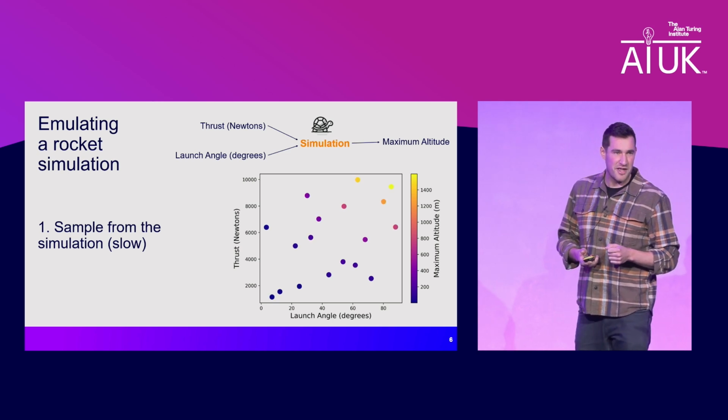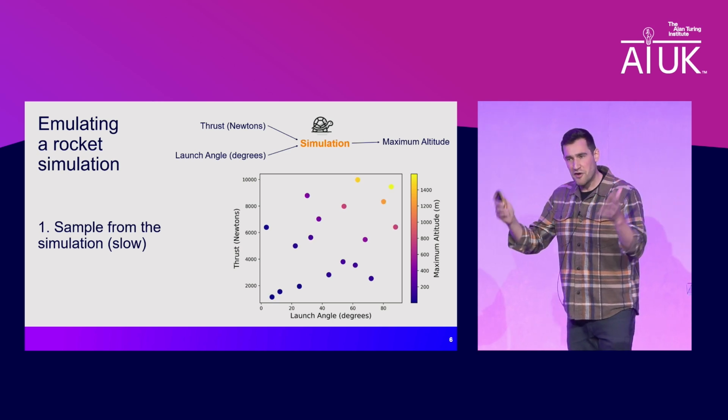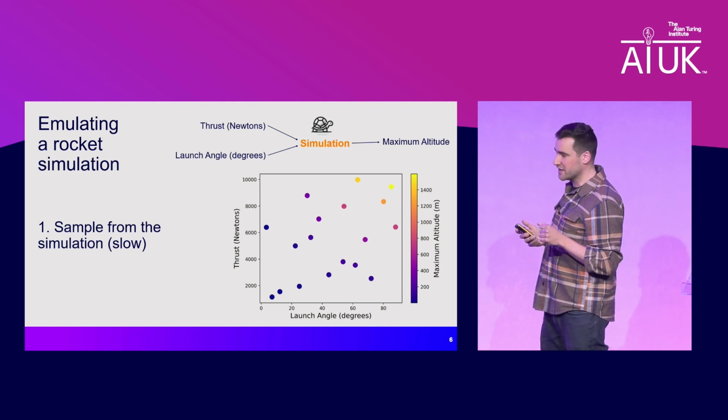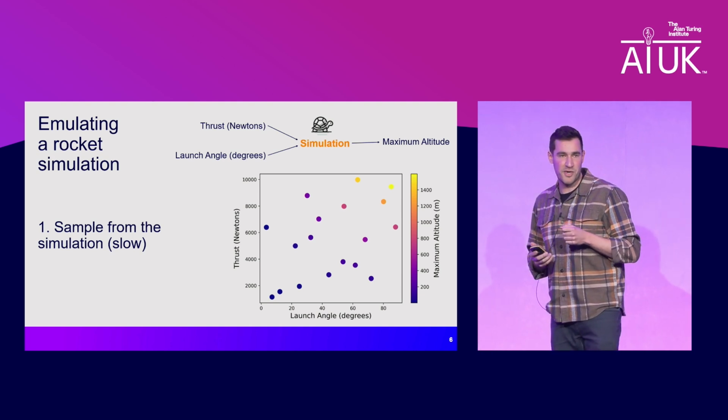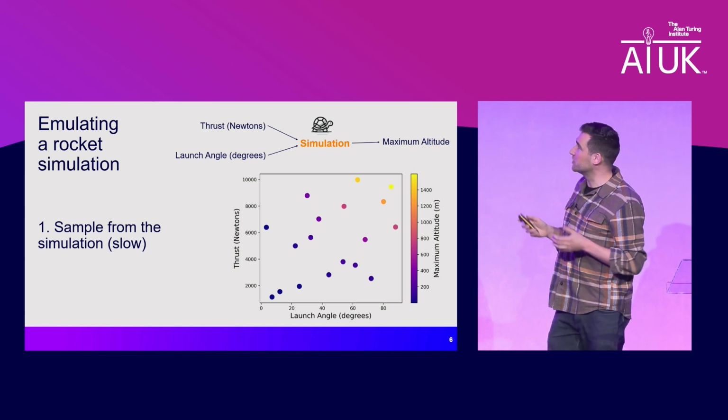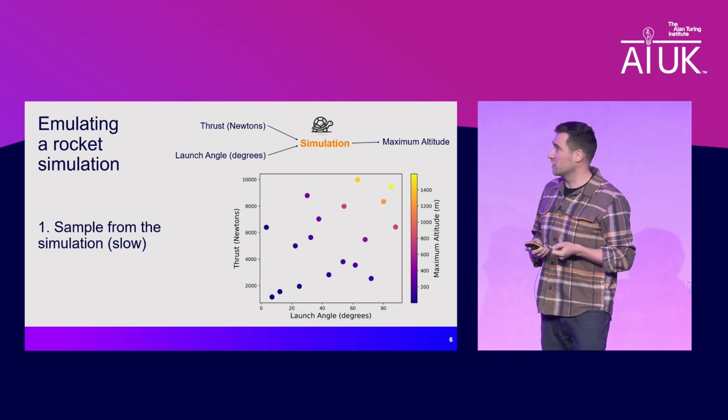At some point, we might have like 20 data points, and we have a rough impression of what the relationship is between thrust and launch angle, and how they're related to the maximum altitude that the rocket goes to. But it's not a complete picture, right? It's just a few data points. And it took a long time.